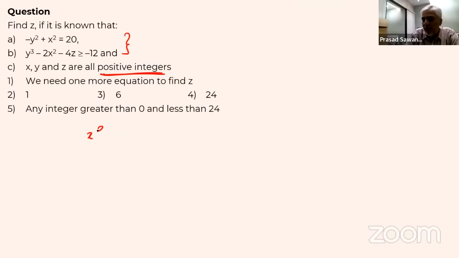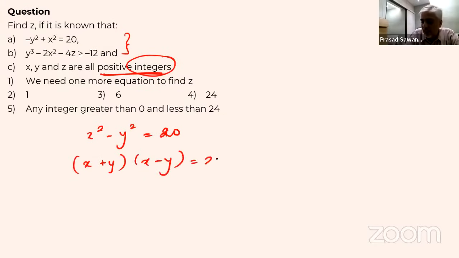So X square minus Y square is 20. Now, if I want X and Y both to be positive and both to be integers, if I write it this way, X plus Y into X minus Y is 20. The only possible breakup for this will be 10 twos are. So X plus Y will be 10.